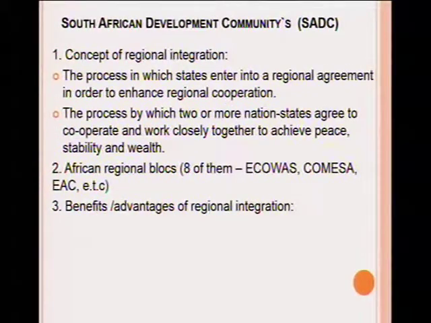The first concept here is the concept of regional integration, the process whereby states, in other words, countries, enter into an agreement to enhance regional cooperation. In other words, countries come together to facilitate regional cooperation so that each of the economies in these countries could also experience growth and progress. In Africa, we have 8 regional integrations: in the West, in the North, in the South, in the Sahel. But what is interesting, what we are concerned with at this point is the SADC.